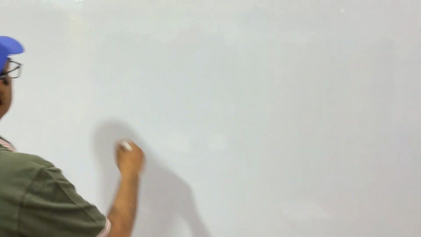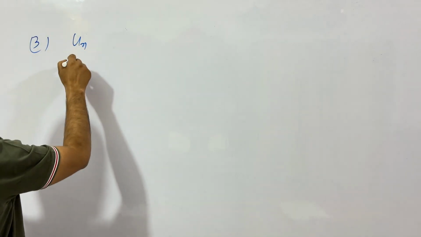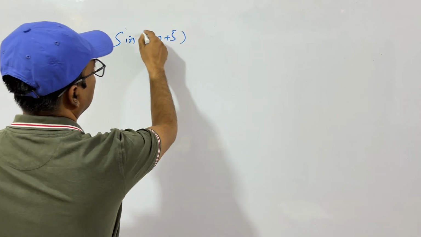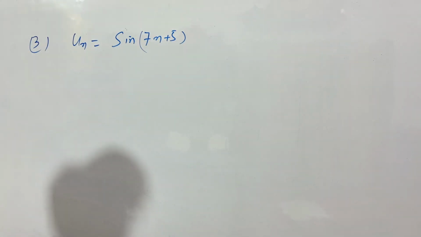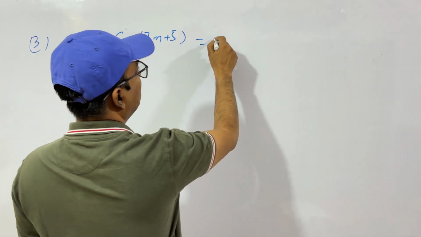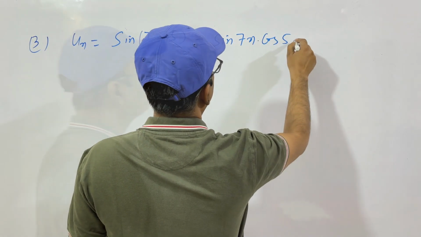Now, let's see one more example. It was 2, so this is 3. Our function is, let's say, sin(7n plus 5). How to find the z transform of this? What we'll do, we'll expand this function. Sin(A plus B) is sin A cos B plus cos A sin B.